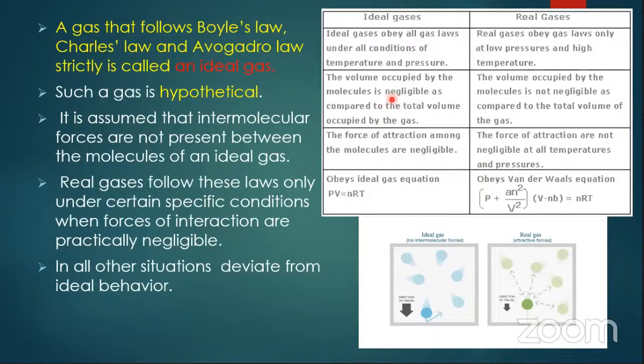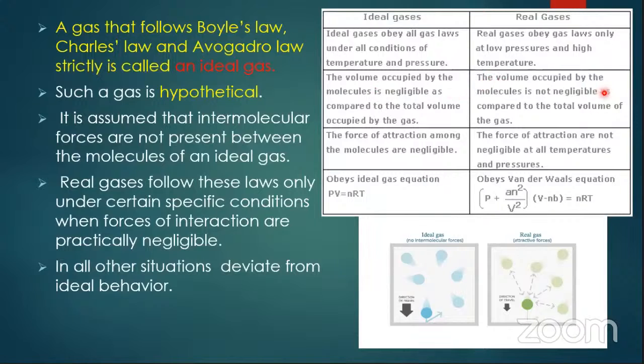What are the differences? Simple. Ideal gases obey all the gas laws under all conditions and temperatures, but that is a hypothetical situation. There is no ideal gas actually. The real gas obeys at low pressures and high temperatures. The volume occupied by the molecules is negligible compared to the total volume occupied by the gas, meaning they occupy very minimal volume.